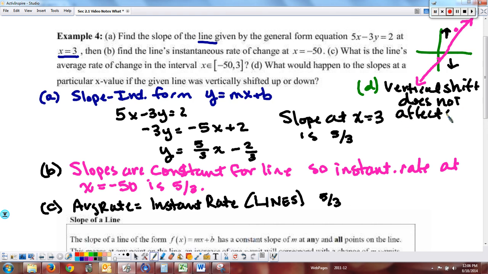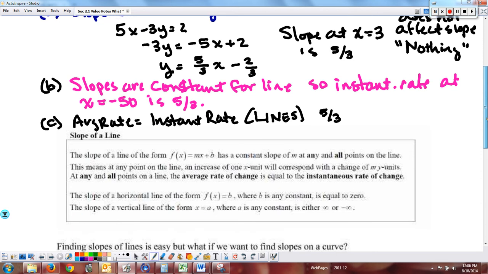And if it doesn't affect the slope, then it doesn't affect the instantaneous rate of change, and it doesn't affect the average rate of change for the function. So if I were to say what would happen to the slopes, the answer is going to be nothing. The slopes are exactly the same whether I shift the graph up or I shift the graph down. Just a kind of important little side note, we'll come back to this in a little bit.